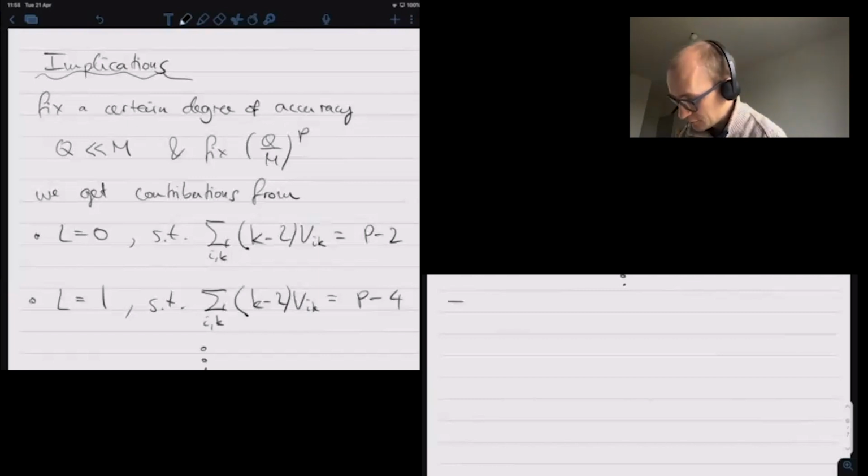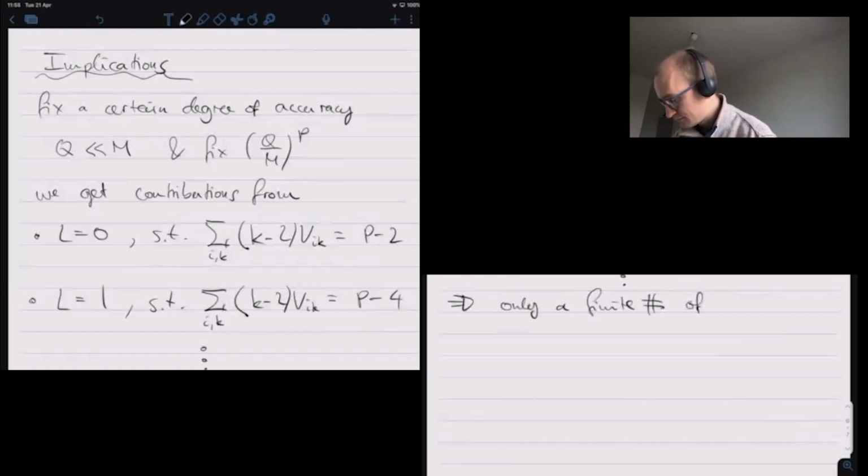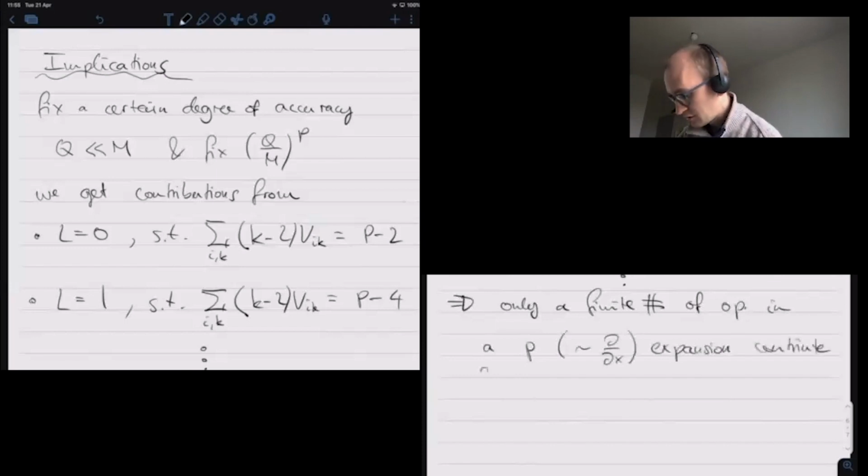So this is the conclusion. Only a finite number of operators in a derivative expansion contribute at fixed level of accuracy. And that means only a finite number of counterterms is needed.